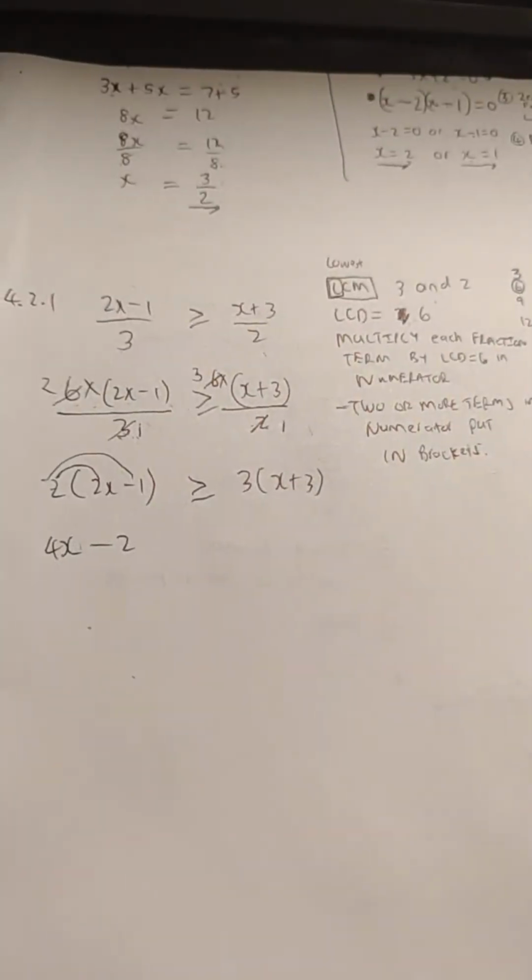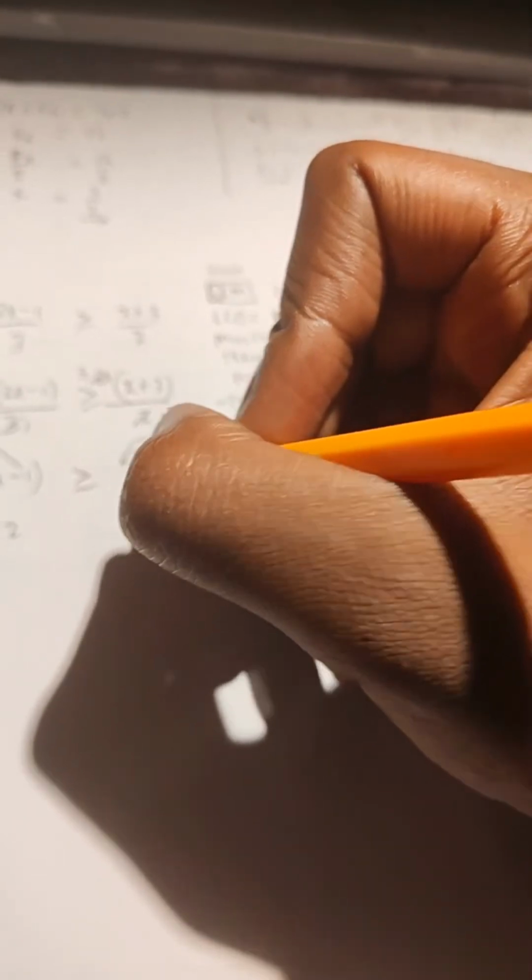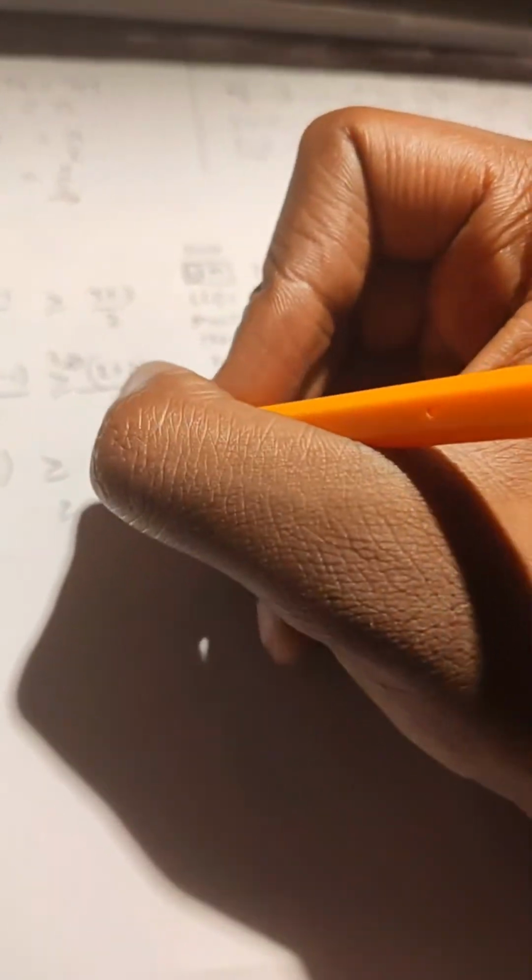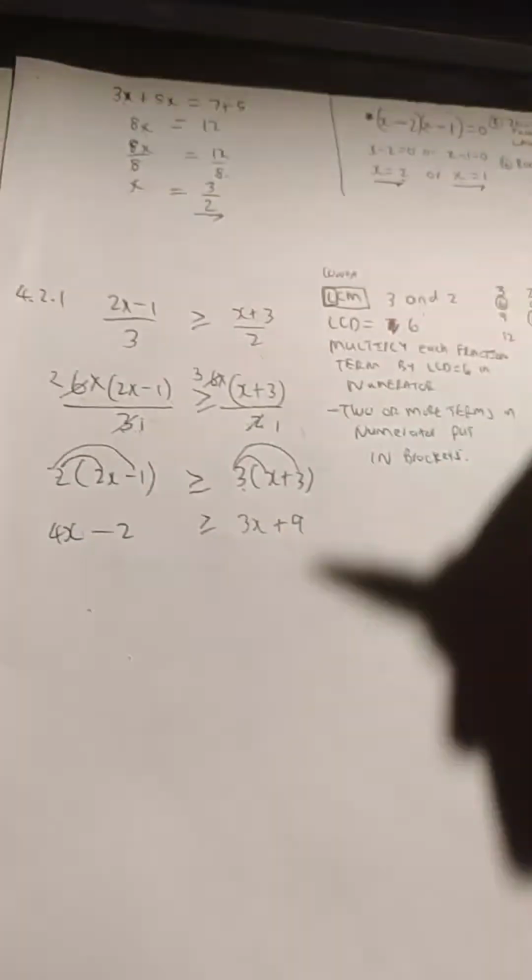2 times 2x is 4x. 2 times negative 1 is negative 2. You do the same thing with the 3 on this side. You distribute the 3. 3 times x is 3x, and 3 times 3 is 9.